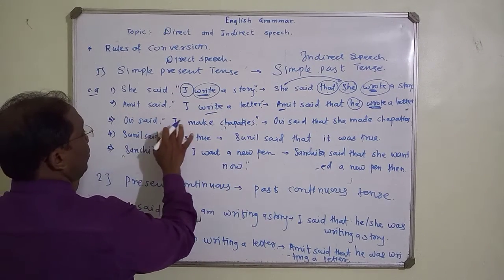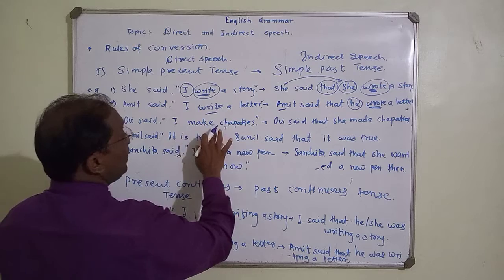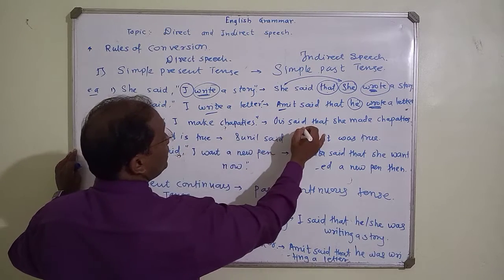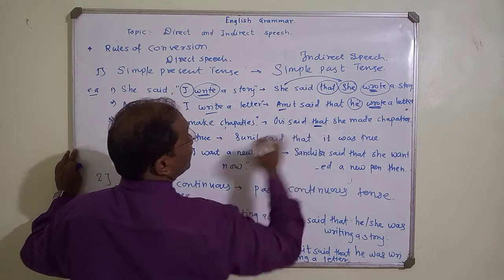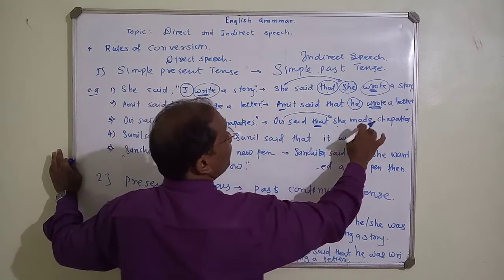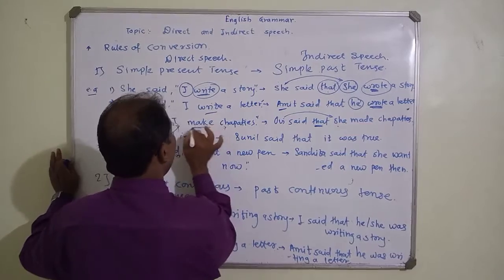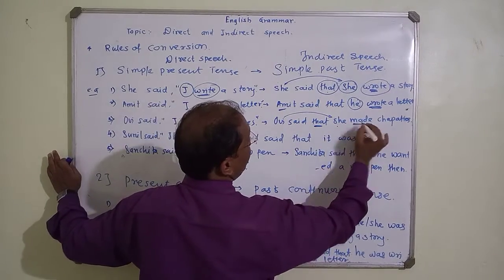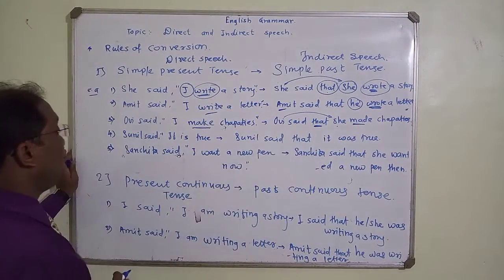Then Ovi said, "I make chapatis." Then Ovi said that, with the conjunction, she refers to Ovi, she made chapatis. "Make" is converted into simple past tense "made." Then the remaining part we write as it is.